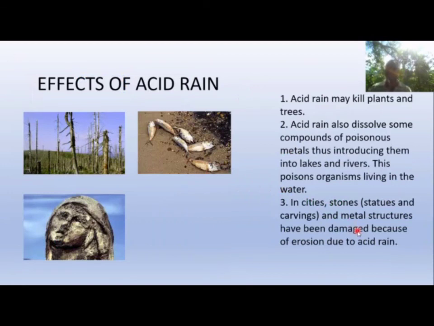One, it may kill plants and animals and trees. Acid rain may dissolve some compounds of poisonous metals, thus introducing them into lakes and rivers. This poisons organisms that live in the water. And these things are minute, but over time they get big and have massive effects. So in cities, stone statues and carvings and metal structures have been damaged because of erosion due to acid rain.